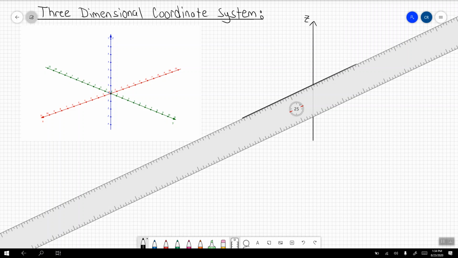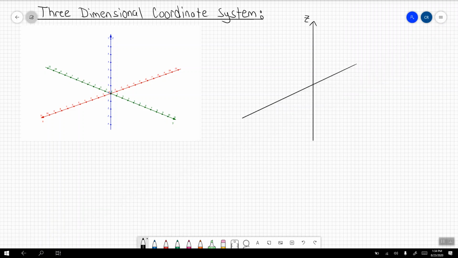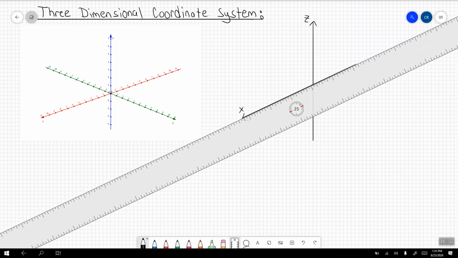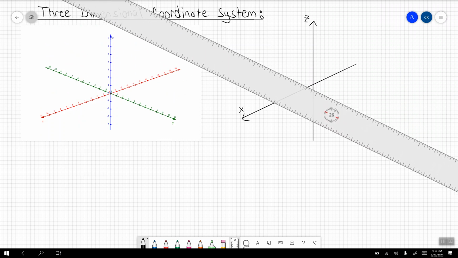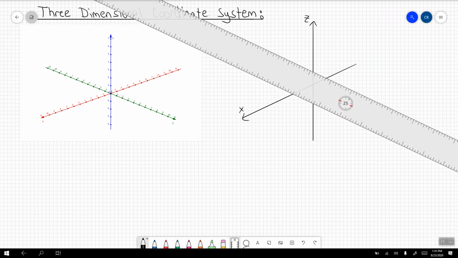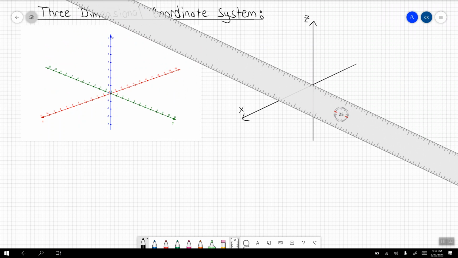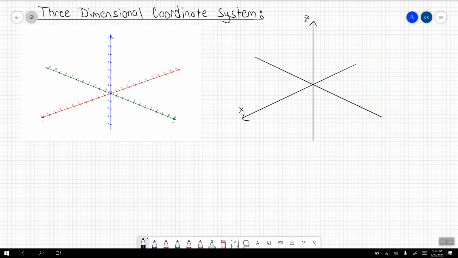Alright, here's one of them. This one is going to be my x-axis. There we are. And then I'm going to do the same for the y-axis. There we are. So this is how it looks when I'm looking at my x, y, and z coordinate system.